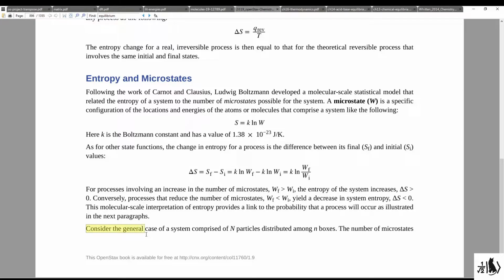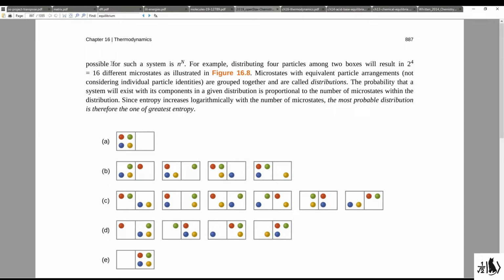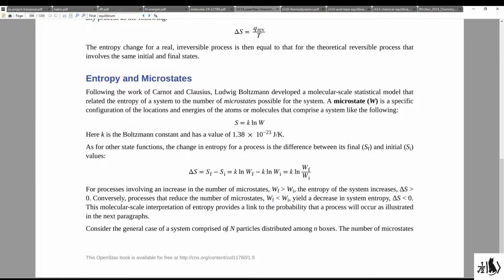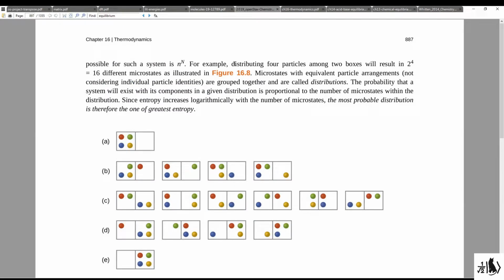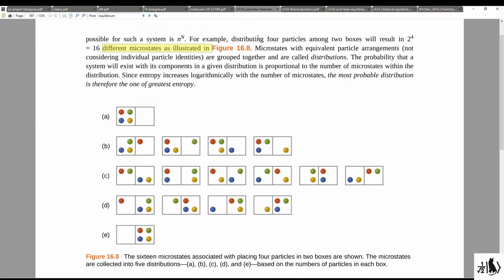So let us consider the general case of a system comprised of N particles distributed among n, little n, boxes. The number of microstates possible for such a system is little n to the big N. So that would be the number of boxes raised to the power of big N, which is the number of particles, as said right here. For example, distributing 4 particles among 2 boxes will result in 2 to the 4th, or 16, different microstates as illustrated down below, which we can see in figure 16.8.